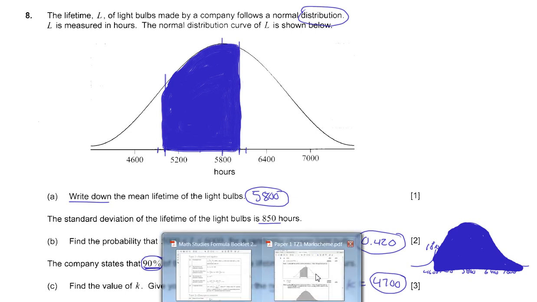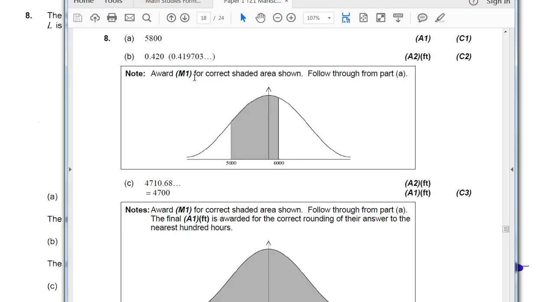So again, notice here on the mark scheme, it says award M1 for correct shaded area shown. And that's what I was talking about earlier. You have to show this shaded area, and then also come up with the 0.420. I have a little bit of a problem with that because they didn't specify anything about showing the shaded area. But I don't think they're too concerned about my opinion on that, so we'll just go with it.